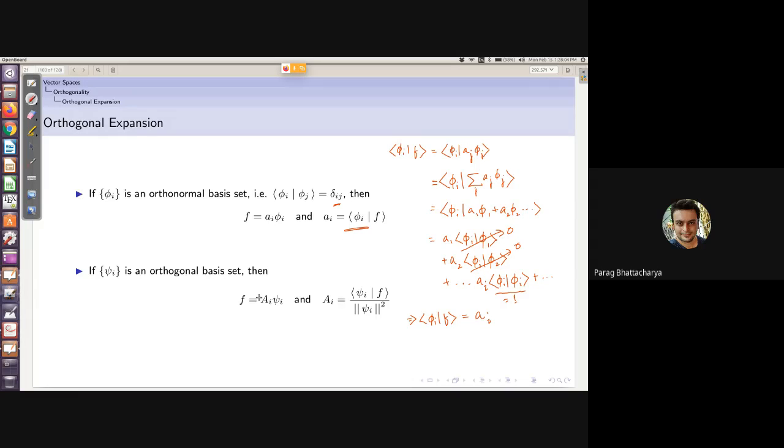Now, in case this is not equal to 1, in case it's an orthogonal basis set but it's not normalized, then we can normalize this by modifying the coefficients. We modify the coefficients in this way: we take the scalar product and we divide it by the norm of that same member of the basis. Okay, so that's how we do this.